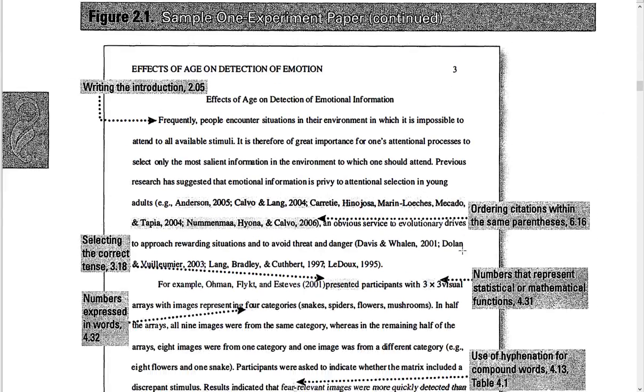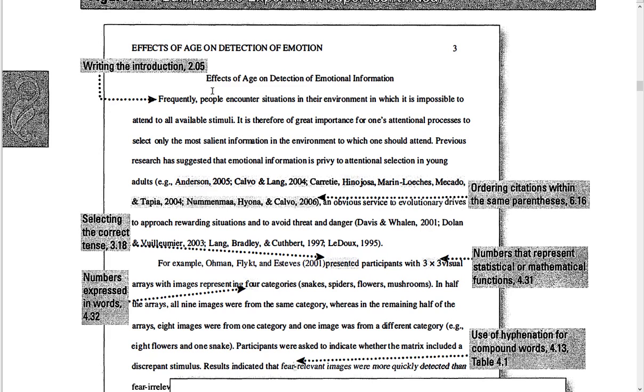Then we get to the actual first page of the actual paper. Notice right here, centered at the top, is the title of the paper again. And again, you can learn about writing an introduction in section 2.05. Notice at this point, though, it has started to be tabbed. For the bulk of the text in APA style, every paragraph has that 1 inch or 1/2 inch tab. And it's important to notice that, again, everything is double spaced. Even on the cover page and even on the abstract, everything is double spaced.